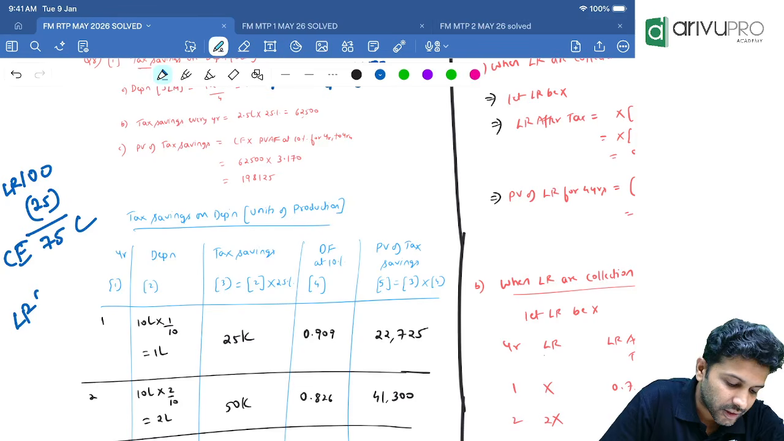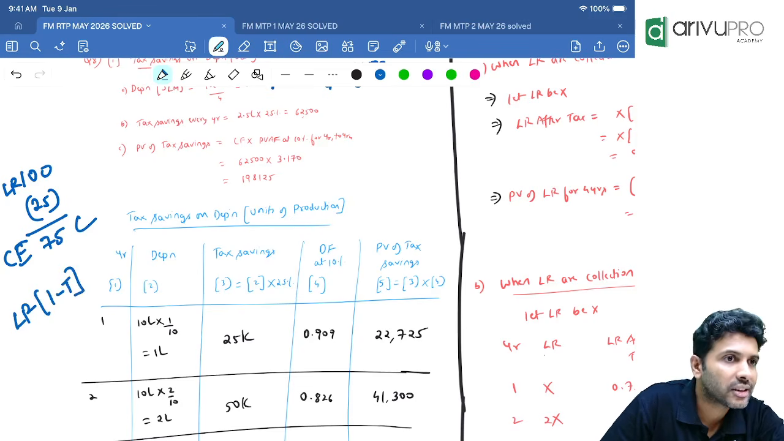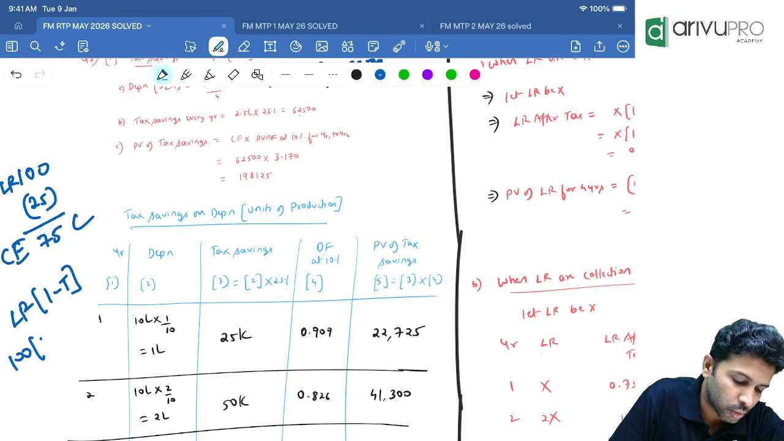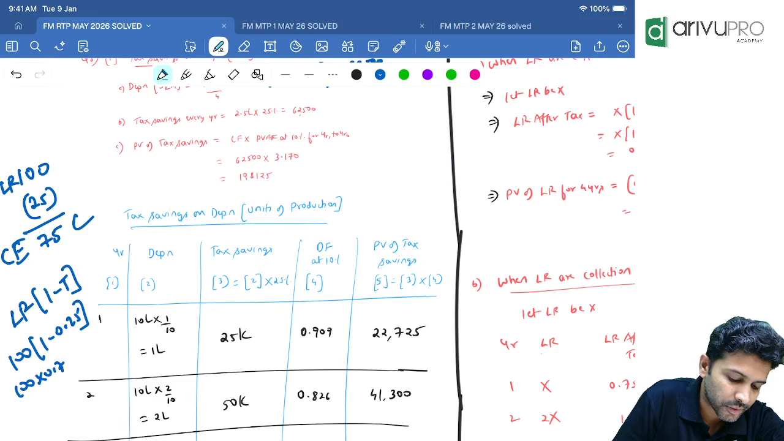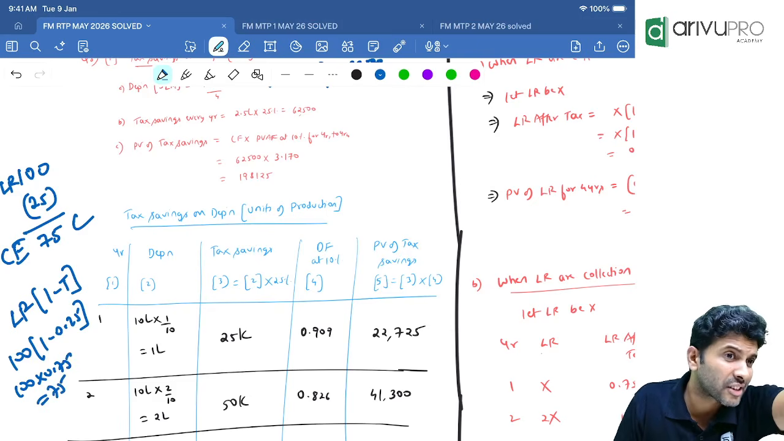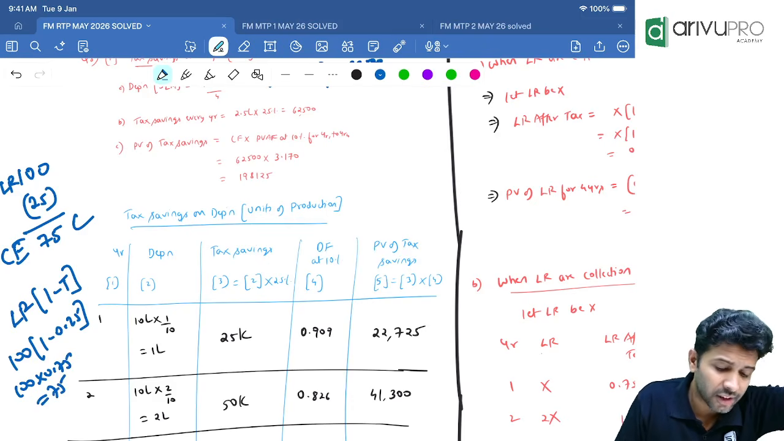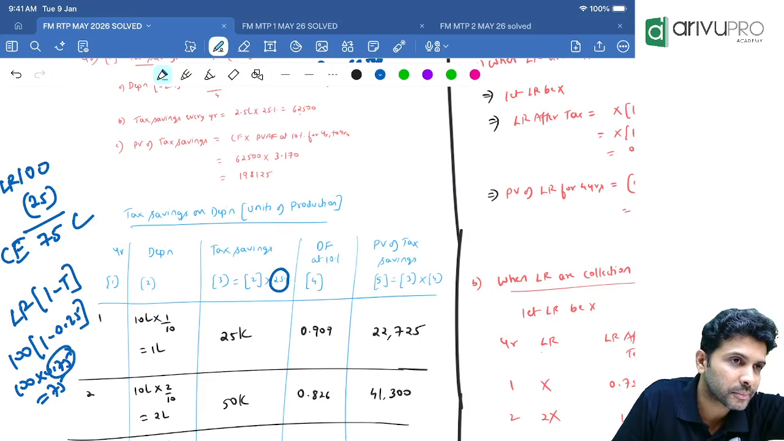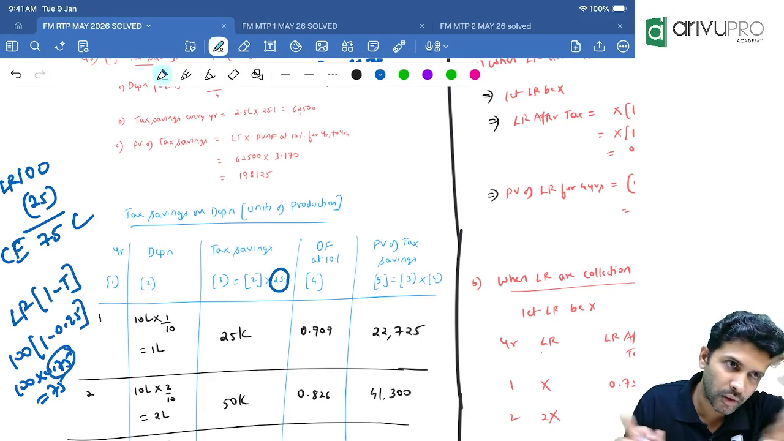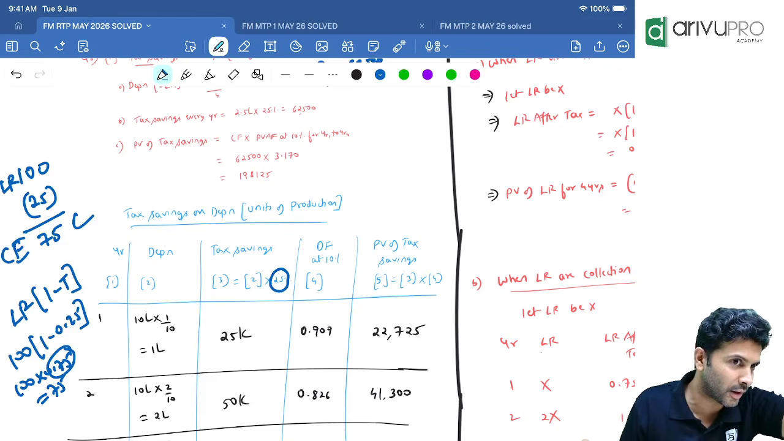From before tax, how do you jump to after tax? Take the lease rental and multiply by 1 minus tax rate. So 100 into 1 minus tax rate. What is the tax rate? 0.25. 100 into 0.75 is 75. Again I'm asking: on lease rental, will you multiply 25% or 75%? The whole drama was on this. Everybody got 75%?